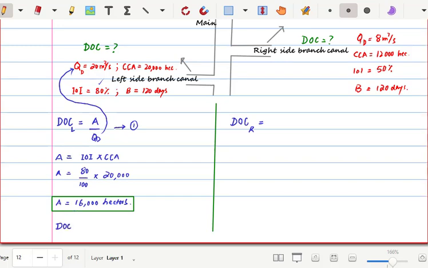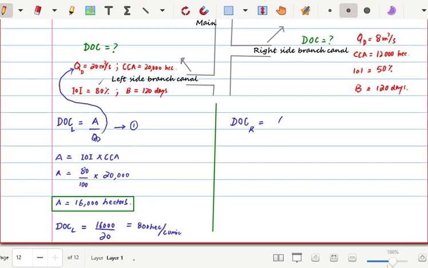So DOC for left side is going to be equal to area to be irrigated, which is 16,000, divided by Q design. We already got the value of Q design, which is 20 meter cube per second. So the duty for left side, when you divide these two terms, you will get 800, right? And the unit of duty is 800 hectares per cumec.